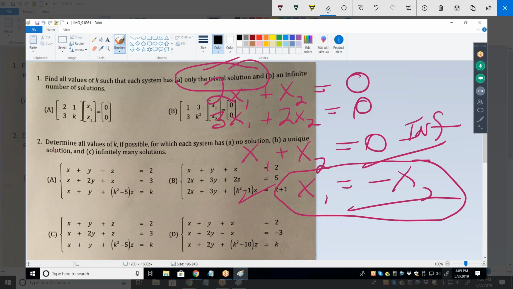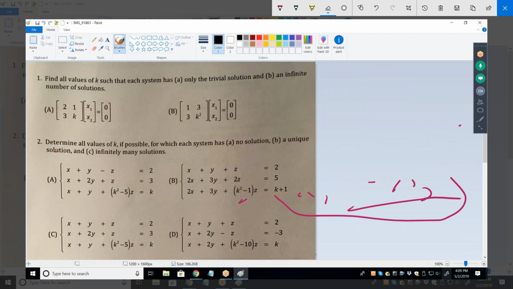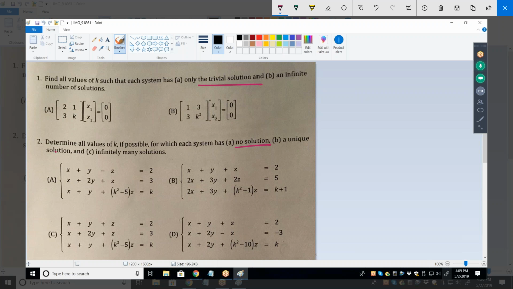I think the trivial solution might not be a unique solution? I don't think it's this. I'm not entirely sure. I wasn't sure when I saw that. I'm not used to that terminology. The terminology that I've always seen is no solution, a unique solution, or infinitely many. Those are your 3 choices. So what does this mean?